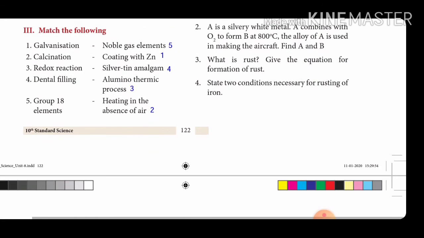Third Roman letter, match the following. First one, galvanization, coating with zinc. Second one, calcination, that is heating in the absence of air. Third one, redox reaction, aluminothermic process. Fourth one, dental filling, that is silver tin amalgam. Fifth one, group 18 elements, that is noble gas elements.